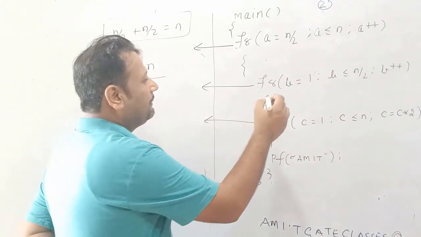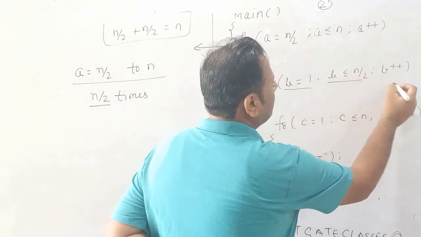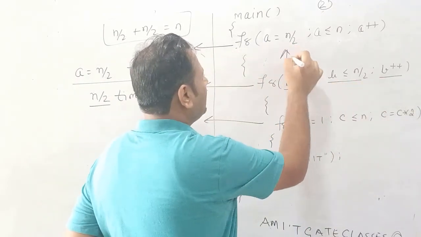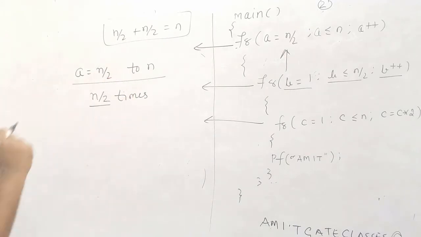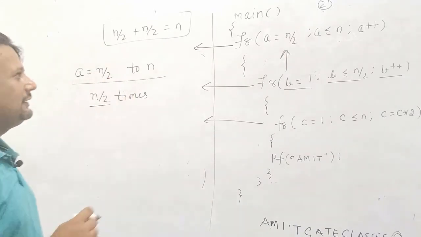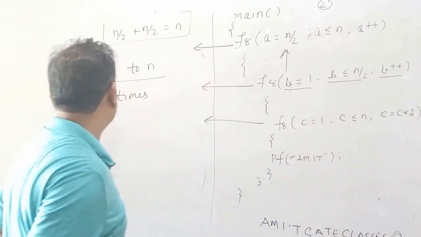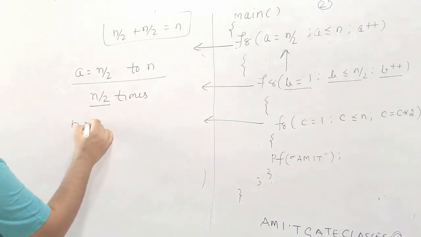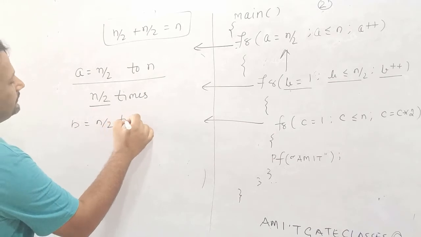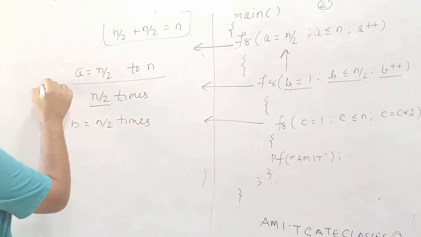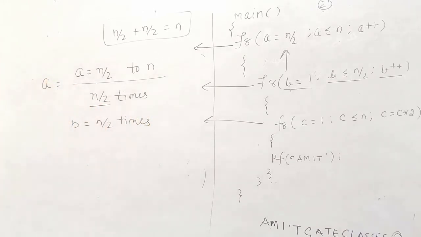The same concept is here. Second loop, b equals 1, b less than n by 2, b plus plus. There is no relation with the first loop. So this is also an independent loop, and here it is just the opposite. We start with 1 and go up to n by 2. So b is also going to run how many times? N by 2 times. So the outer loop A is going to run n by 2 times. The inner loop B is going to run n by 2 times.